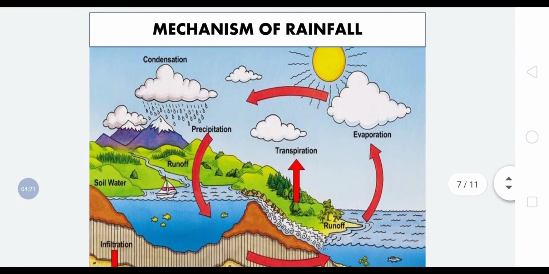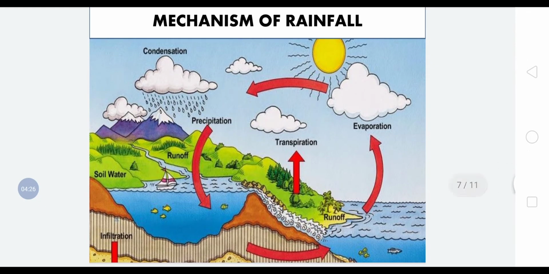Now we have reached the mechanism of rainfall. This is the process of how rainfall comes. As the hot air rises, it reaches high in the atmosphere. When it cools down due to the low temperature, the water present in the form of water vapors condenses and gets changed into tiny droplets of water or crystals of ice.